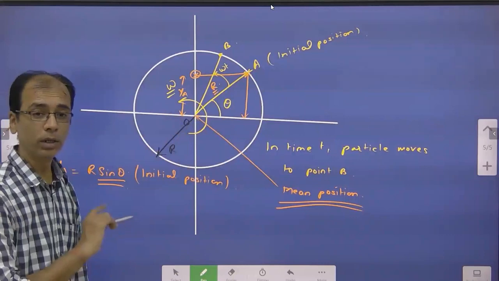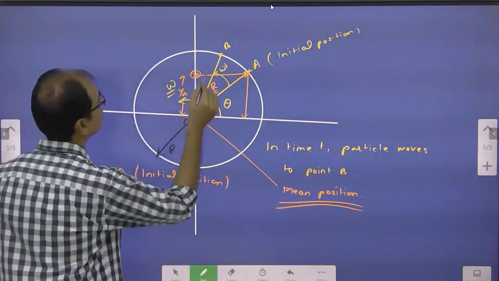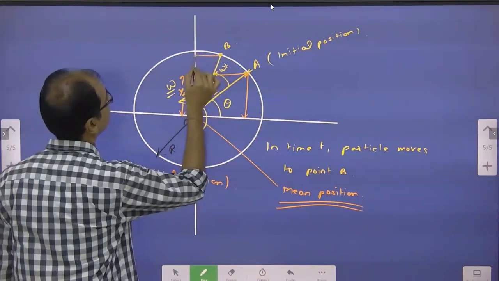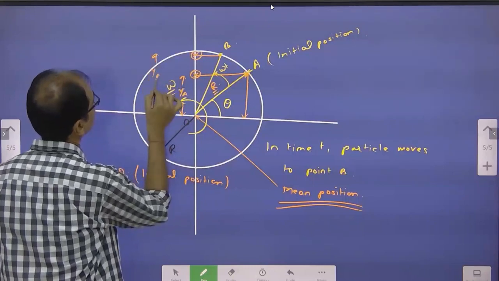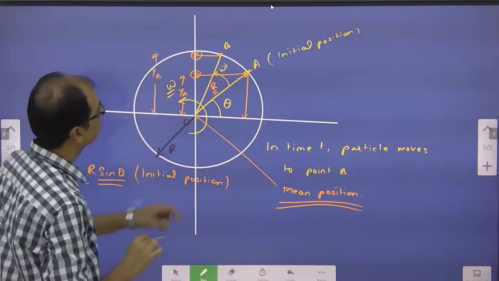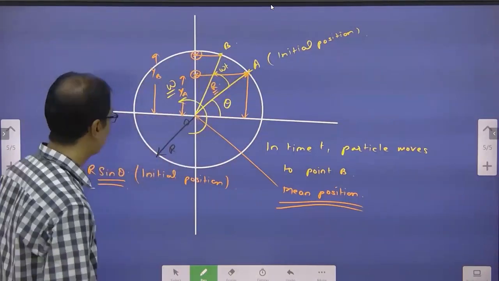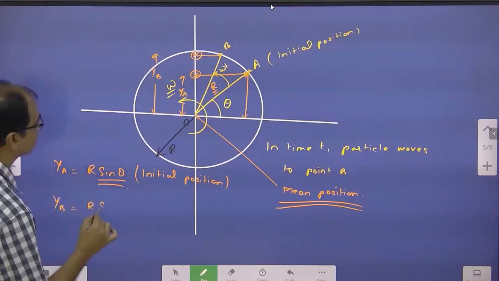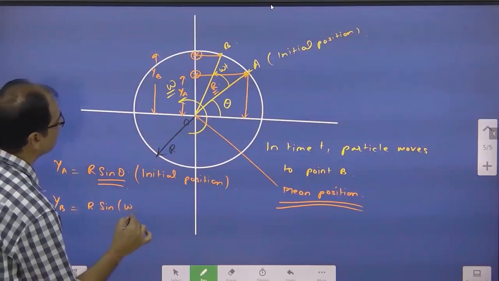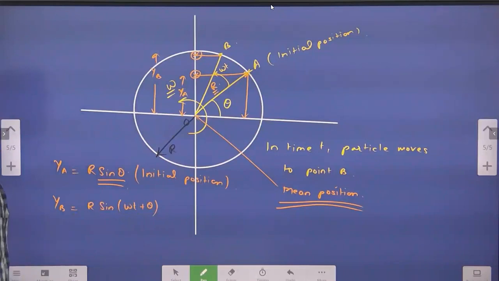Now, I want to write YB also. Let's see YB. YB is the projection from here to here. This one is YB. So from here again you drop a perpendicular over here. Then what will we write for YB? I'm writing: YB will be R sine of omega t plus theta. Y equals R sine of omega t plus theta.